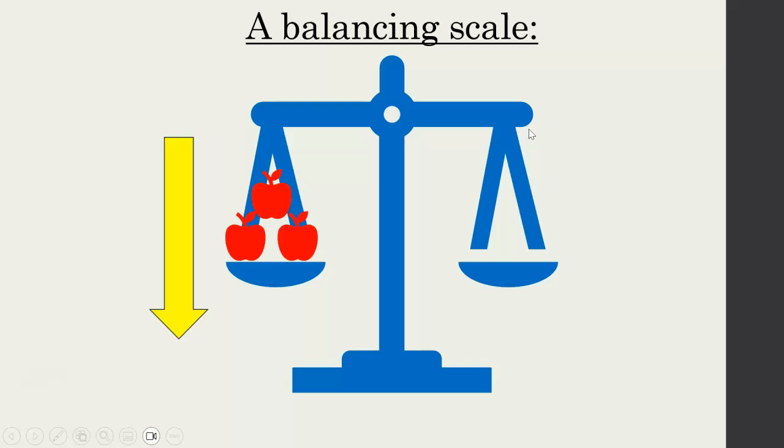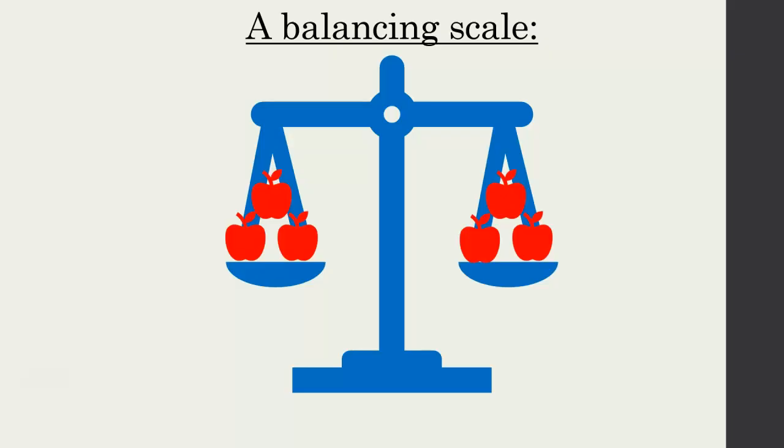Well, think about it. This side would go down. Now, why would it go down? This side is heavier than this side. Because there's 3 things here, there's nothing over here, so it would go down. So this scale wouldn't be balanced. If the scales are the exact same height and not moving up or down, that's what we call a balanced scale.